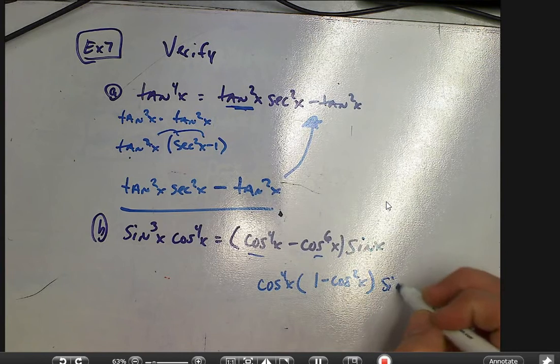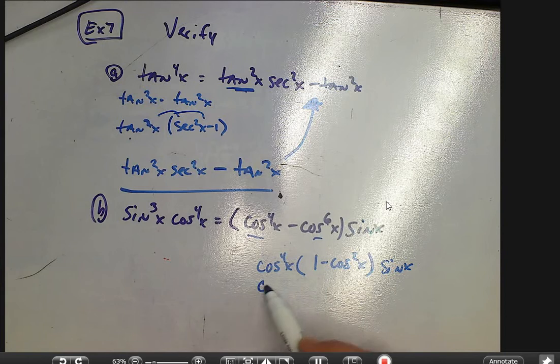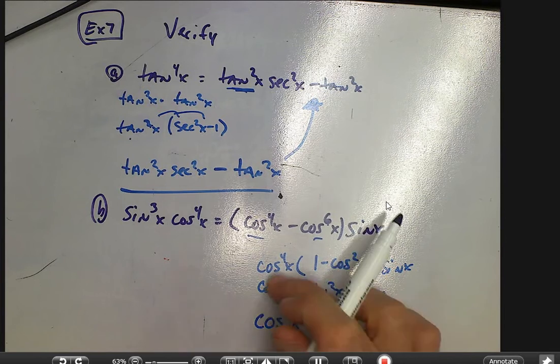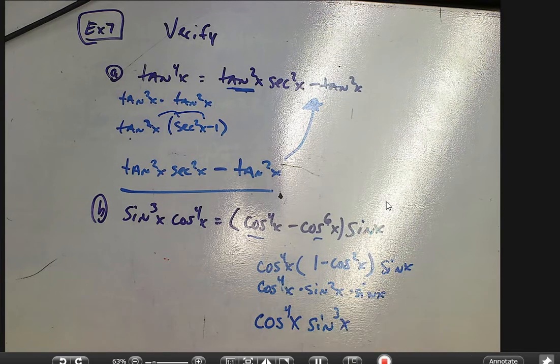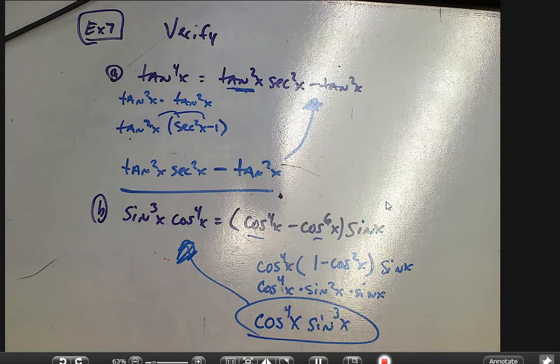I kind of see where this is going. We've seen this one enough times. We should know that 1 minus cosine squared is the same thing as sine squared. And now I have sine squared times sine, which is sine to the third x. Apologize for the sloppiness of that exponent on the cosine. And now I've got the right side to look like the left side, just backwards, but same thing. There you go. Let's try one more of those.